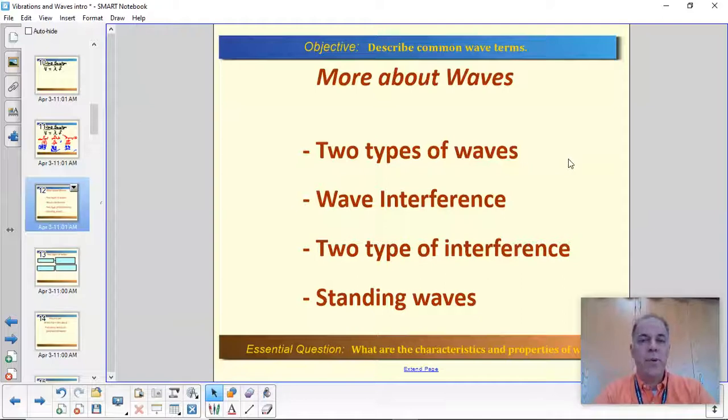Hey guys, today we're going to continue on with our study of waves, and we're going to learn more about waves. That's why it says more about waves here. Today we're going to see that there's two categories or two types of waves that we're particularly interested in. We're going to learn about wave interference. Turns out there's two types of wave interference as well, and then finally we're going to finish up with standing waves, and that should be enough for one day.